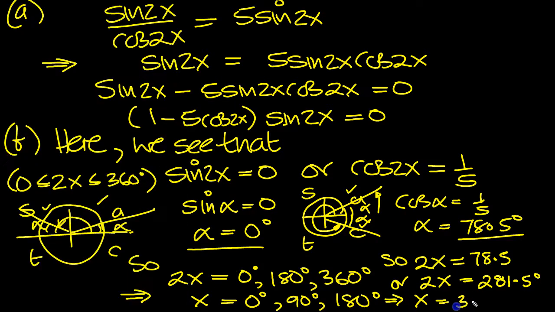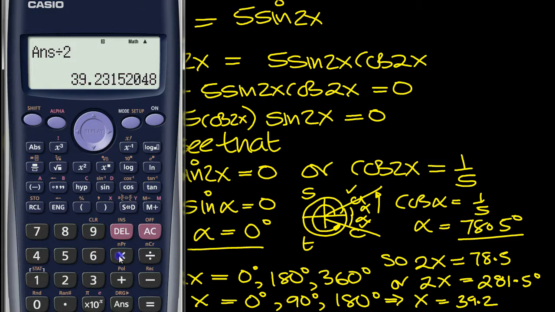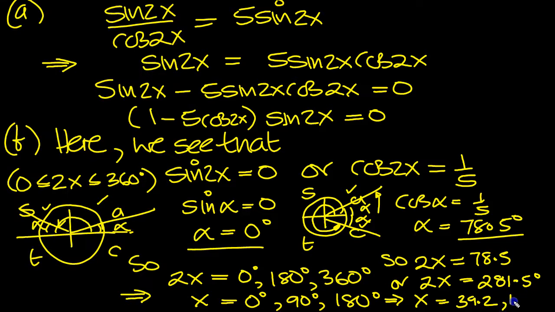39.23, so that's 39.2. So I'm going to times that by 2 to undo it, and take away 360 from that just to get the difference. It's 281 really, isn't it? And divide that by 2. We get 140.8. There we go. Okay, and there's our solution set.